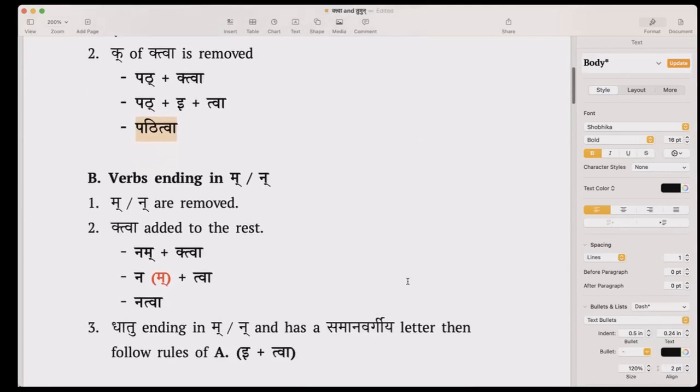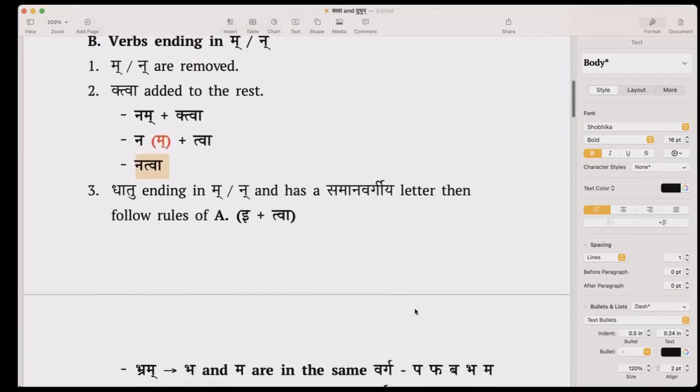Now, next is if you have ma and na ending verbs, then you remove that ma and na and then add tva to whatever is remaining. So let's say nam is the dhatu, namati, namaskaram karoti. So saha shishyaha namati, saha tataha pathati: he first bows to the teacher and then he reads. Then you remove the ma first and then add tva to it and say natva. Get clear? So saha shishyaha natva pathati. After doing namaskaram, he reads.